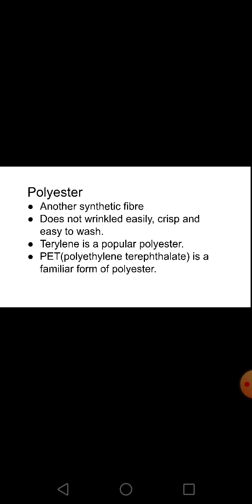Another synthetic fiber, polyester, has the properties of not wrinkling easily, being crisp and easy to wash. Terylene is a popular polyester. Another form is PET, and it is used to make bottles, utensils, films, wires, and many other useful products.